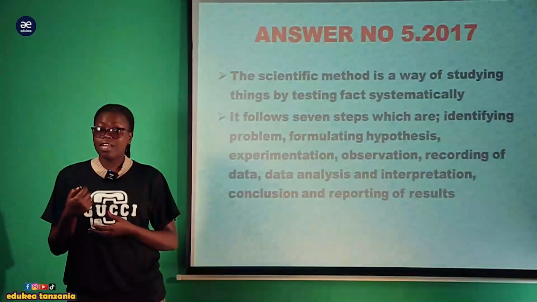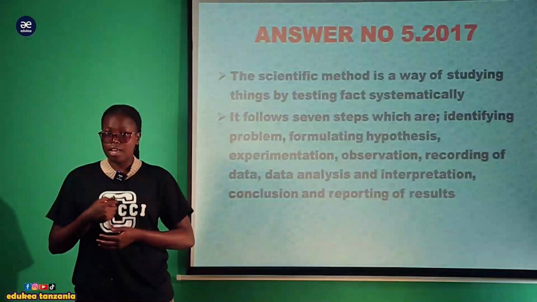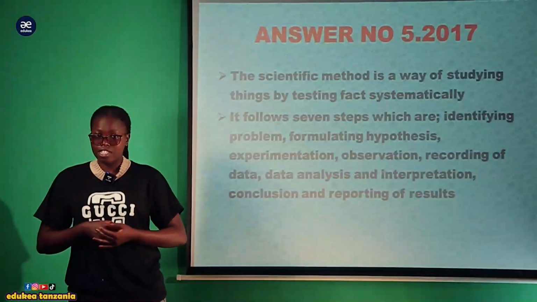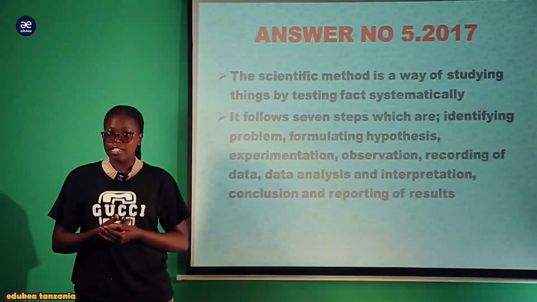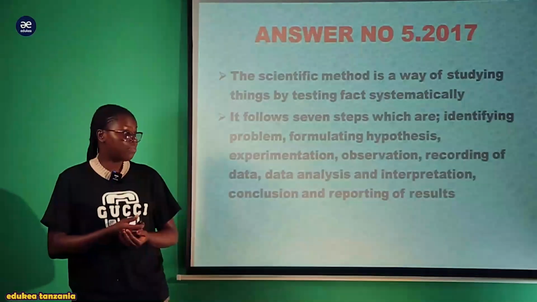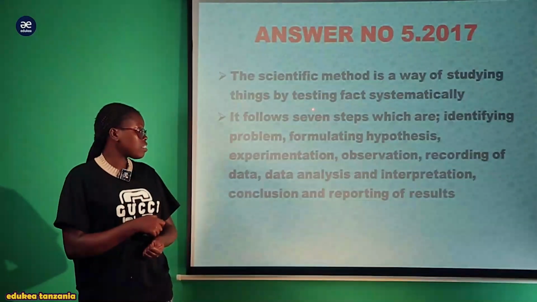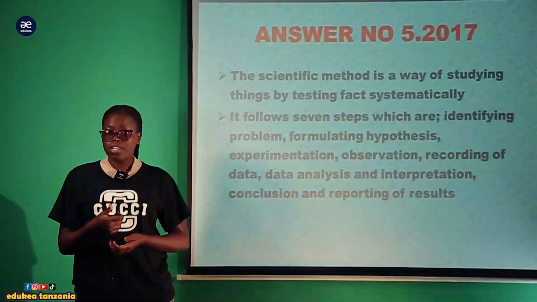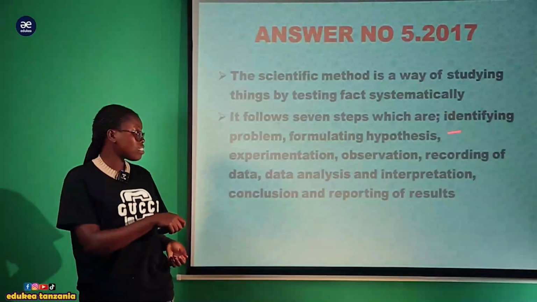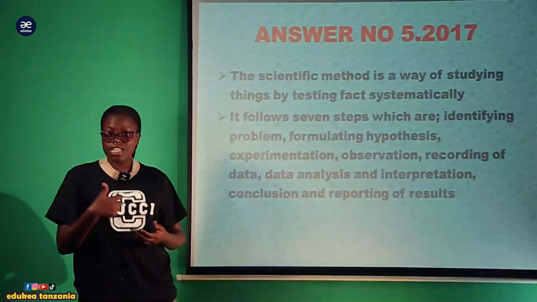And that is one of the characteristics of a scientific experiment or any scientific knowledge. It must be subjected to approval so as to see its validity and reliability. So it follows 7 steps, which are identifying the problem. These are the steps which you are needed to mention. So our answer, this is just an answer.